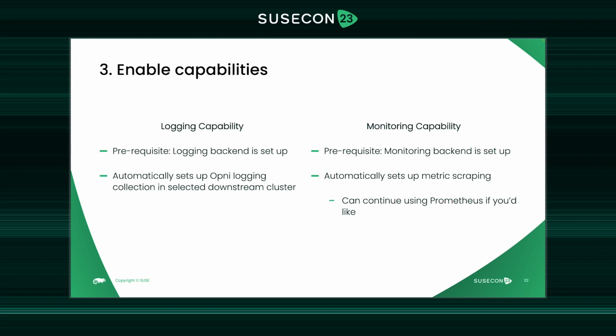And so all you have to do is go into the Opni admin UI and you would go into the respective backend. So for logging, it would be logging. For monitoring, it would be the monitoring backend. And what you do is you select all of the agents that you want to enable log shipping or metric shipping for, and you hit install, and it's as simple as that.